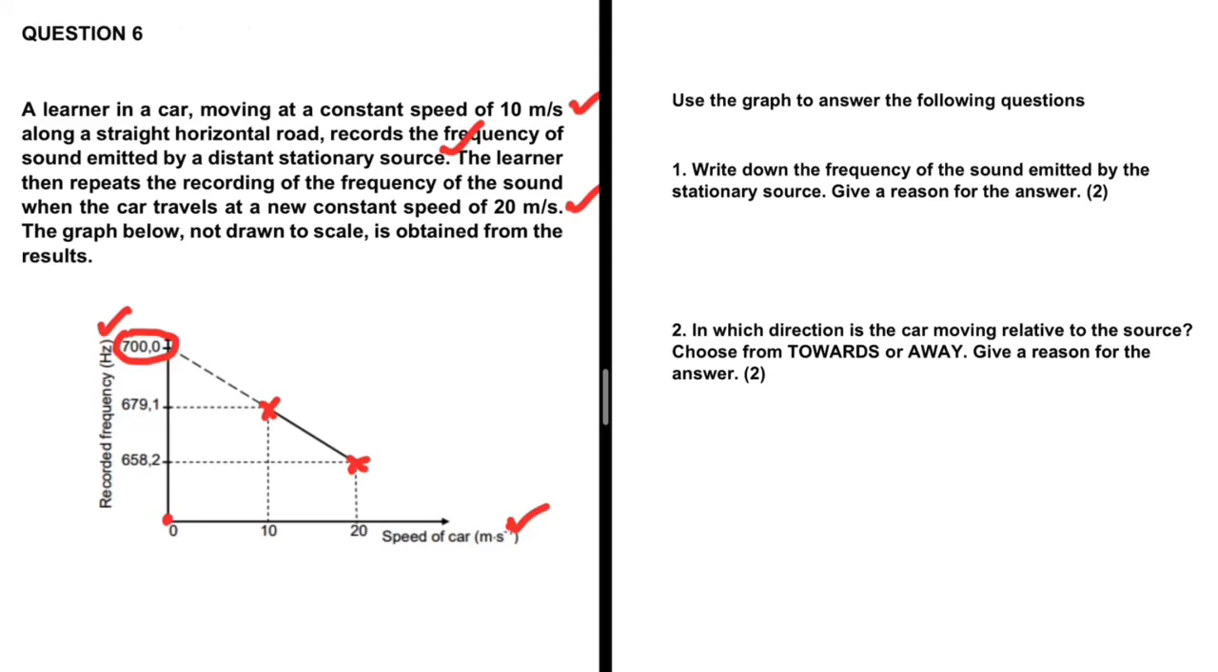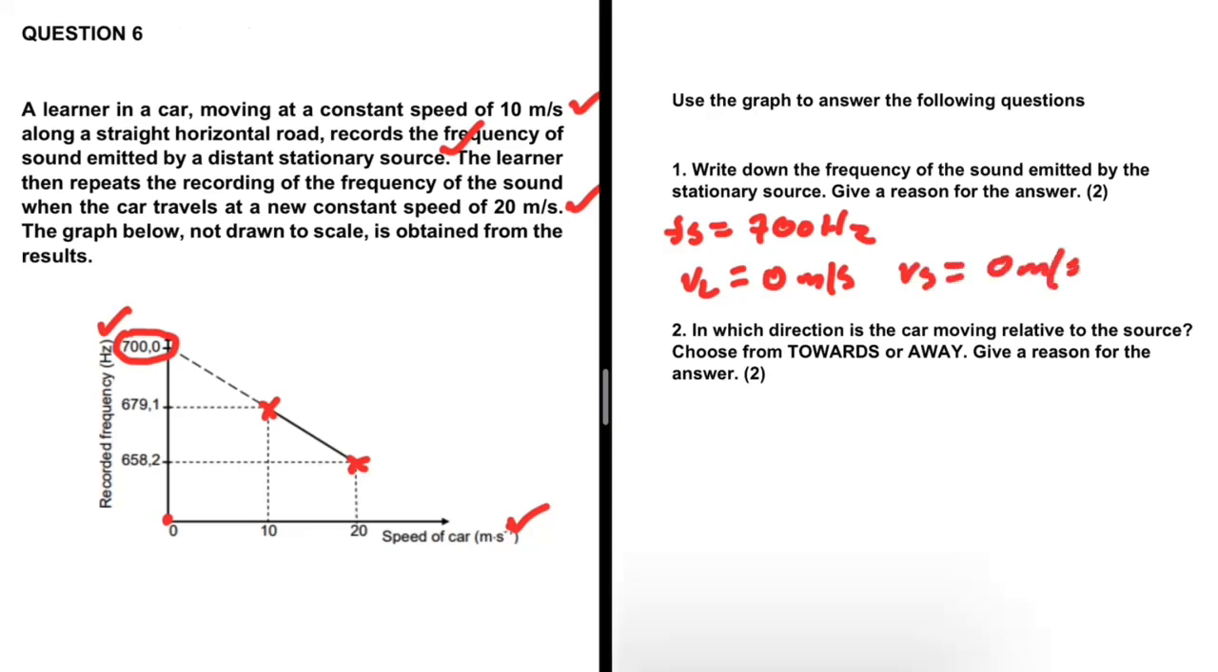Write down the frequency of the sound emitted by the stationary source. Give a reason for the answer. Well, we have talked about that. We know that the frequency emitted by the source is 700 hertz. And why do we say that? Because that is the frequency recorded when the speed of the car, the velocity of the listener, is equal to 0 meters per second, and the velocity of the source is also equal to 0 meters per second.